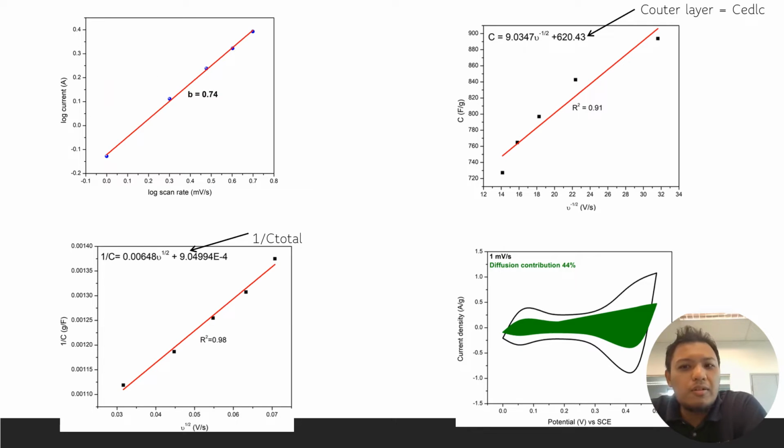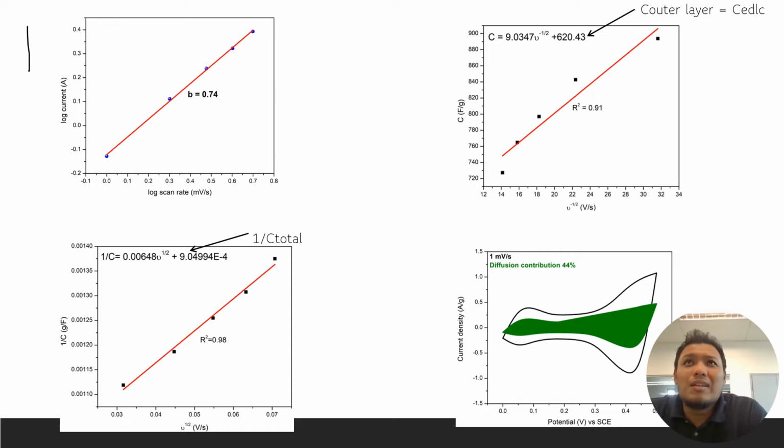Let's go to this slide. This is the important slide about the Trasatti method. First of all, you run the cyclic voltammetry at multiple scan rates. You can choose lower scan rates, 1 to 5, 1 to 10, or you can vary to increase the scan rate. So the first step is to run the cyclic voltammetry at different scan rates. Step number one is the same as in the Dunn method.